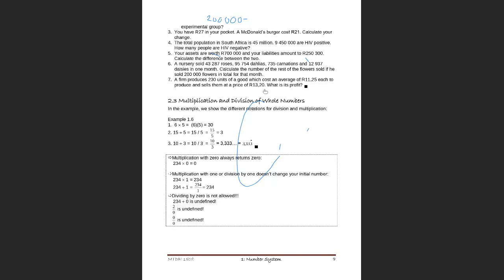Okay, now can we go to the next one please, number 7? A firm produces 230 units of a good, which costs an average of 11 rand each to produce, and sells them for 13 rand. What is the profit?